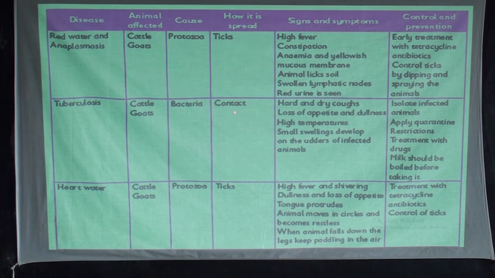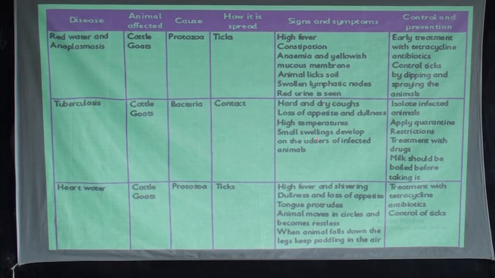So this simply qualifies this disease to be an infectious disease, because we say infectious diseases are those that are spread through body contact or from one person to another. So they are highly contagious. Yes. So we can now move ahead and check on the signs and symptoms. For signs and symptoms of tuberculosis, we say there is a hard and dry cough, okay? You can be having coughs. And then loss of appetite, okay? And dullness, to be dull and cannot feed properly. High temperature is simply seen. And then small swellings develop, okay?